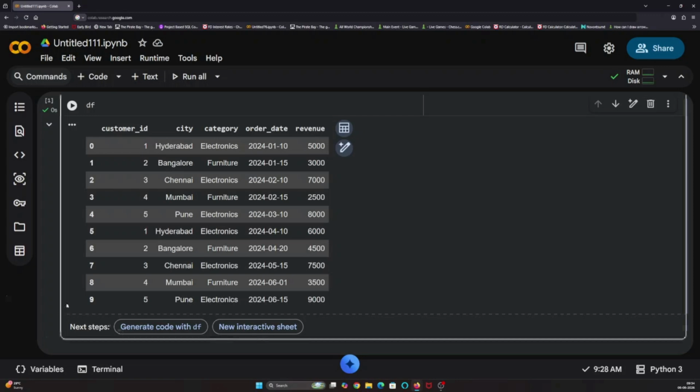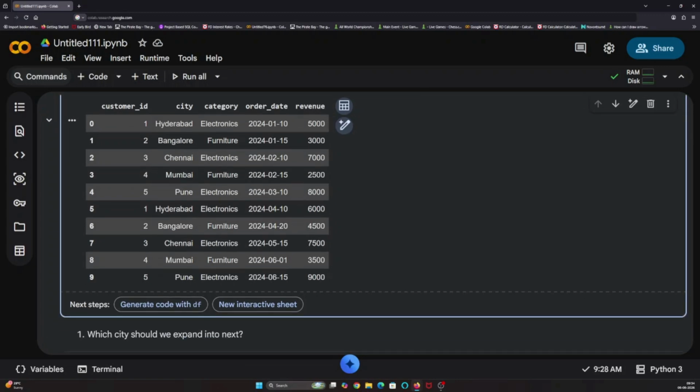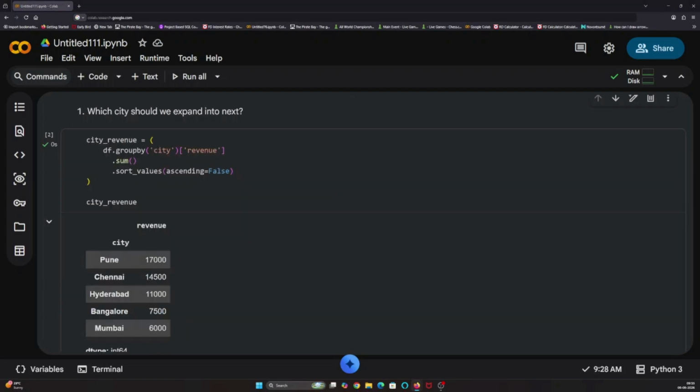Which city should we expand into? Imagine your company wants to open a new store. The leadership team wants to know which city generates the most revenue. Instead of guessing, we use data. Now we can see first we are grouping by city, then we are calculating total revenue, finally we are sorting from highest to lowest. Now we can clearly see which cities contribute the most revenue. If one city consistently outperforms others, it becomes a strong candidate for expansion. This is how analysts turn raw data into business strategy.